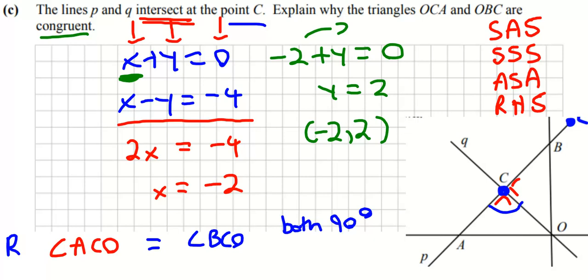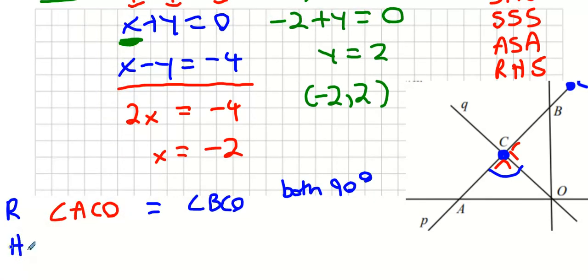Next thing we're looking for is the hypotenuse. What are the two hypotenuses? What are they? AO and BO, and we decided that they're equal intercepts, aren't they? So they have to be the same length.